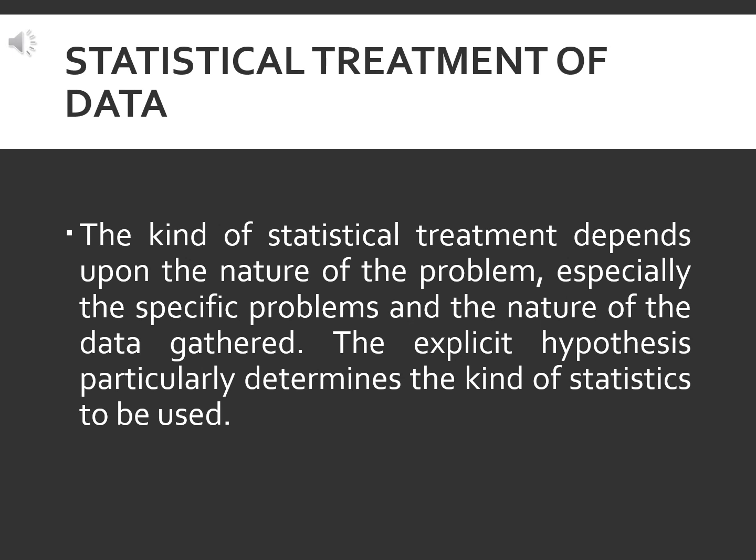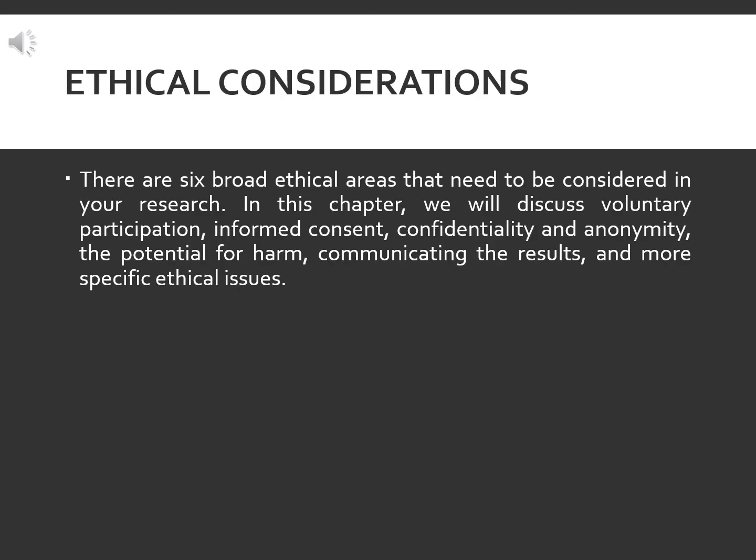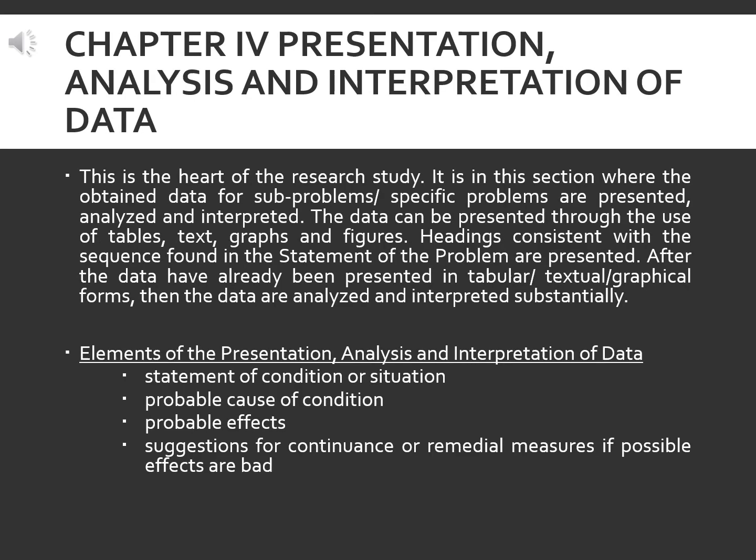Statistical treatment of data. The kind of statistical treatment depends upon the nature of the problem, especially the specific problems, and the nature of the data gathered. The explicit hypothesis particularly determines it. Ethical considerations. There are 6 broad ethical areas that need to be considered in your research. In this chapter, we will discuss voluntary participation, informed consent, confidentiality and anonymity, the potential for harm, communicating the results, and more.